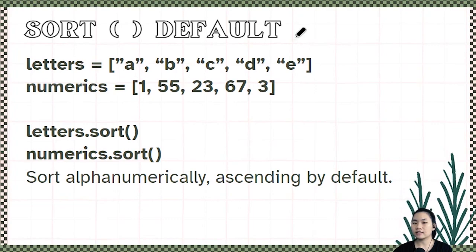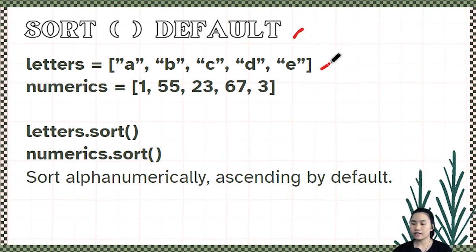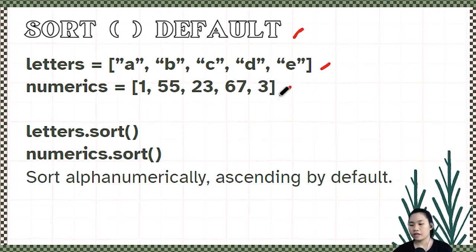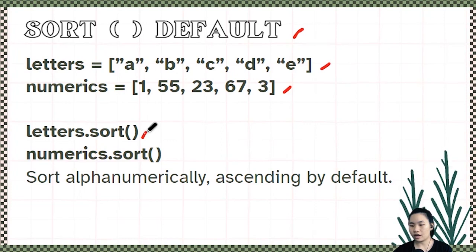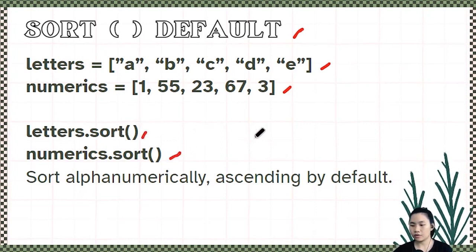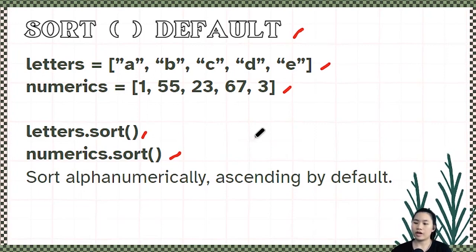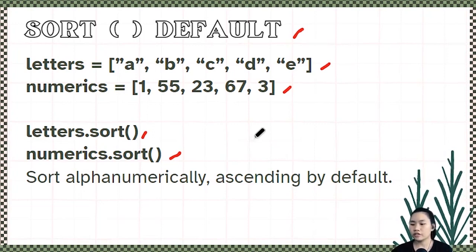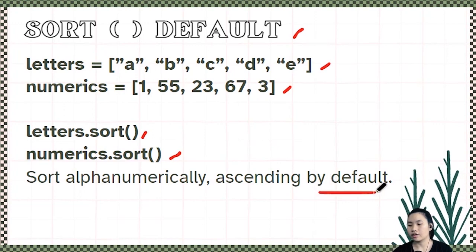Now we'll be looking at the default settings for the sort method. Here I have a list of letters as well as a list of numerics. You can simply put letters.sort(), don't forget the parentheses, and numerics.sort(), and you can print them both out. They sort alphabetically, numerically, and ascending. So it goes smallest to largest, and that is the default of the sort method.